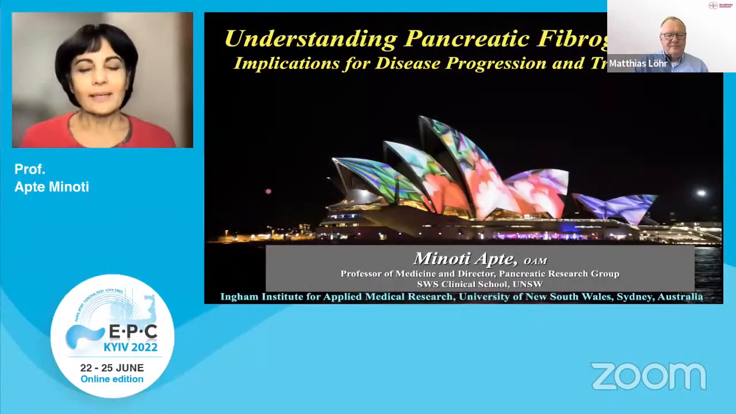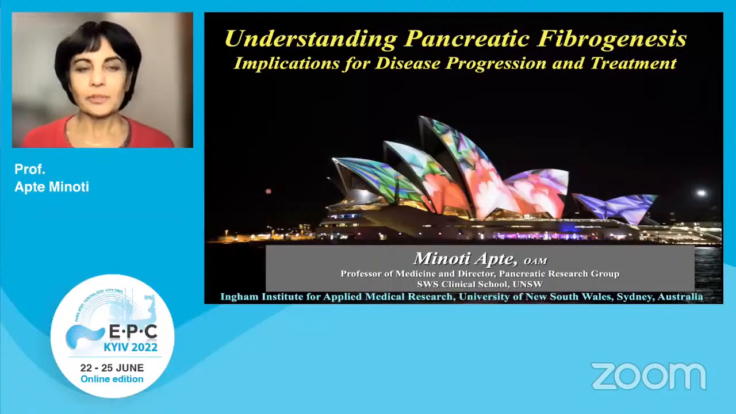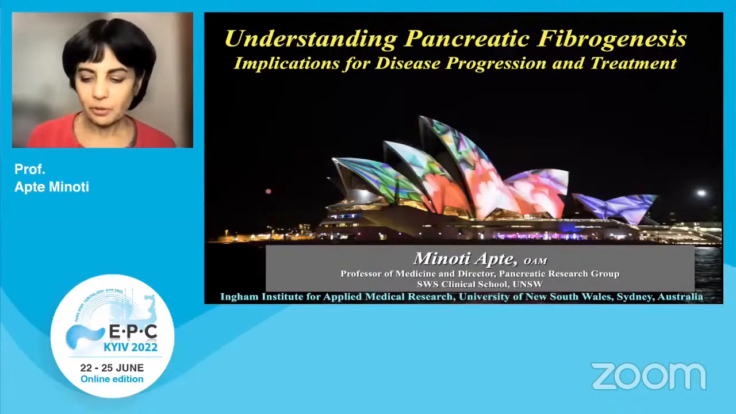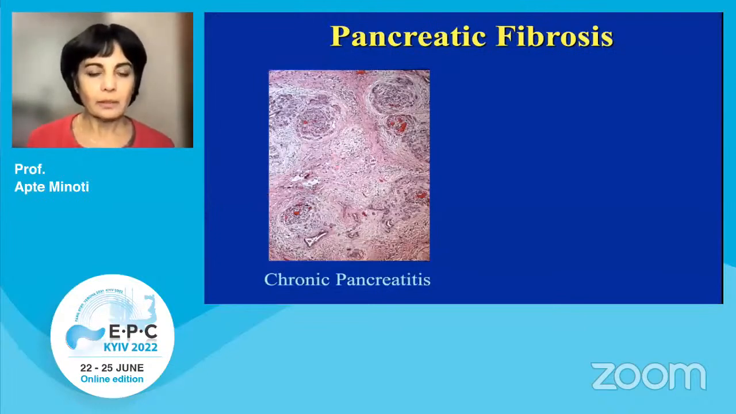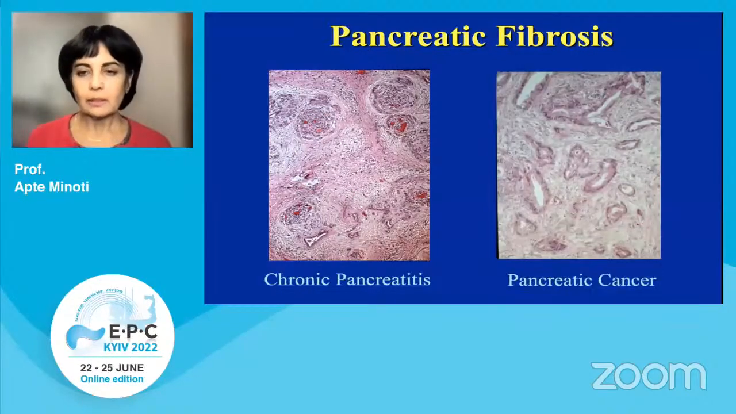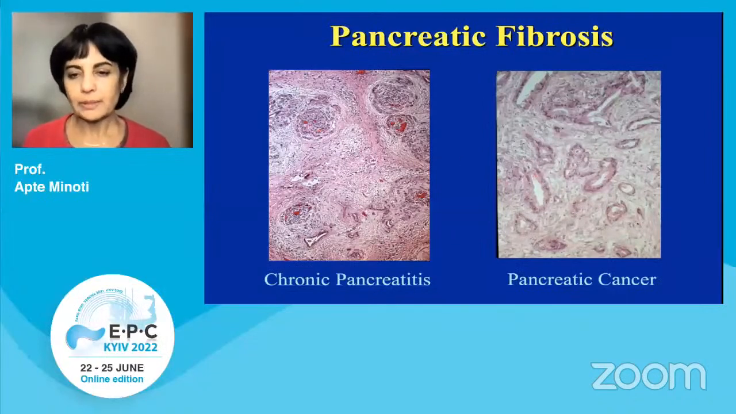Good day, everyone. I'd like to thank the organizers for the opportunity to discuss with you some updates in our understanding of pancreatic fibrogenesis and how they pertain to our understanding of disease progression and treatment opportunities. I do not need to tell this audience that pancreatic fibrosis is a major histological feature of two prominent diseases of the pancreas, chronic pancreatitis and pancreatic cancer. Here you can see an H&E of advanced chronic pancreatitis showing abundant scarring of fibrous tissue surrounding remnants of acinar cells. Similarly, in pancreatic cancer, you can see islands of tumor cells that are surrounded by abundant collagenous stroma.